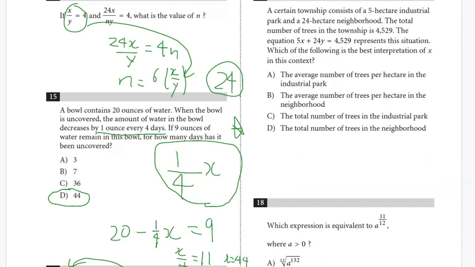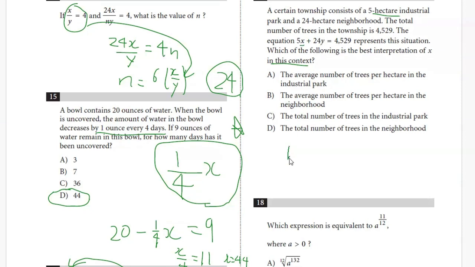A certain township consists of a 5-hectare industrial park and a 24-hectare neighborhood. The total number of trees in the township is 4,529. The equation 5x plus 24x is 4,529 represents this situation. Which of the following is the best interpretation of x in this context? So let's look at the units. It's 5 hectare here, and we have an x here. And my output unit is number of trees.